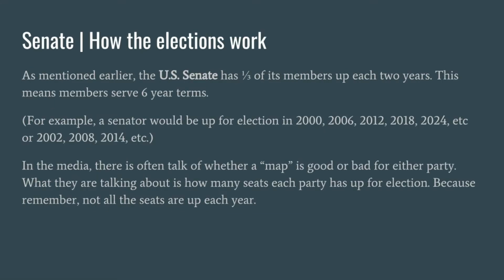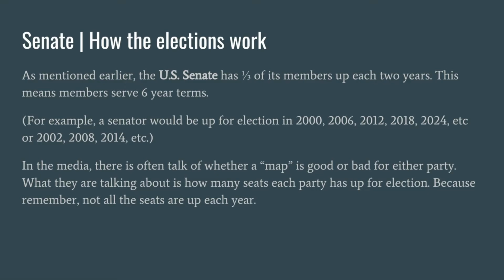Now, Senate, how do the elections work? The Senate has 1/3 of its members up at a time, as I said earlier. So, for example, one senator would be up in 2000, 2006, 2012, 2018, etc. And then the same for 2002, 2008, 2014, and then also, of course, 2004, 2010, and 2016. So that's basically it.